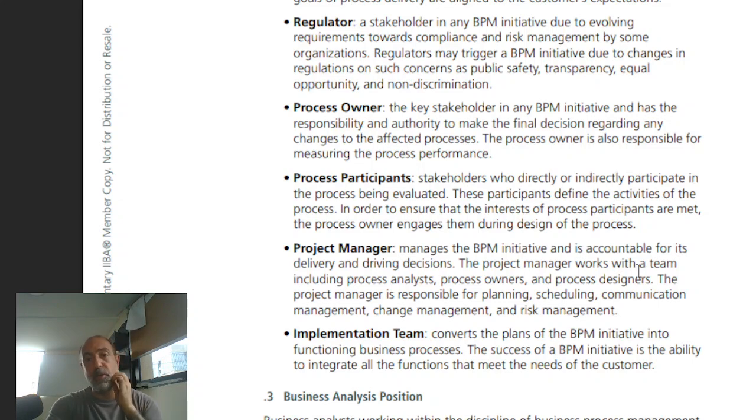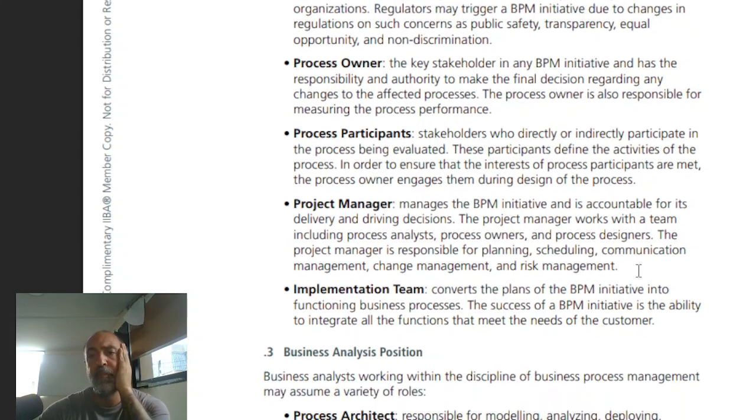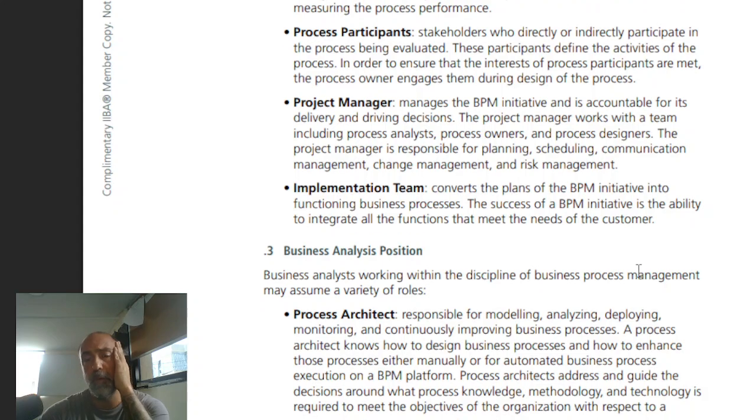There's also a process owner. The key stakeholder in any BPM initiative is basically the person who said, yeah, let's do this. They have the authority to make the final decision regarding any changes, and are also responsible for measuring the process performance. Process participants are stakeholders who directly or indirectly participate in the process being evaluated. These participants define the activities of the process in order to ensure that the interests of process participants are met.